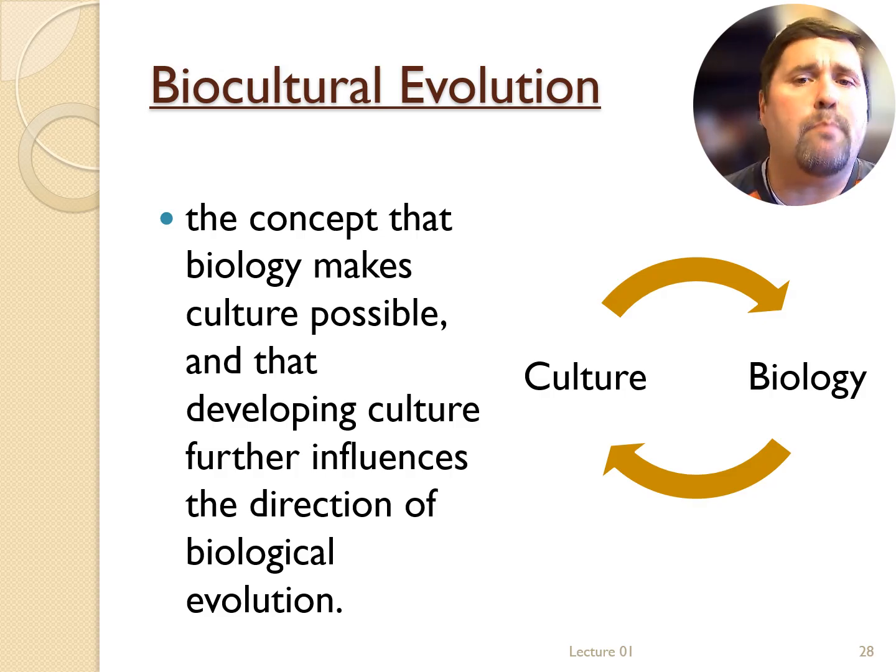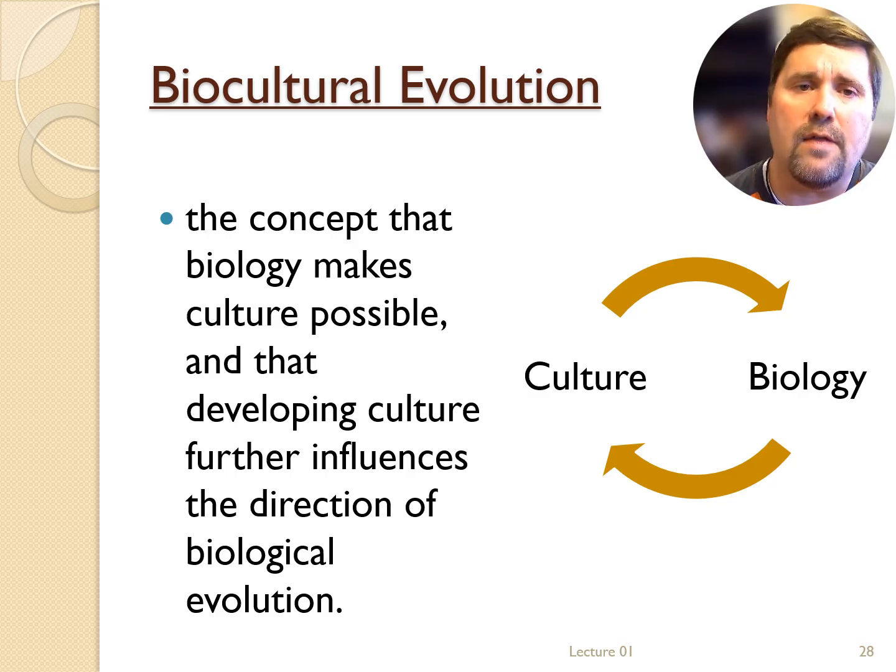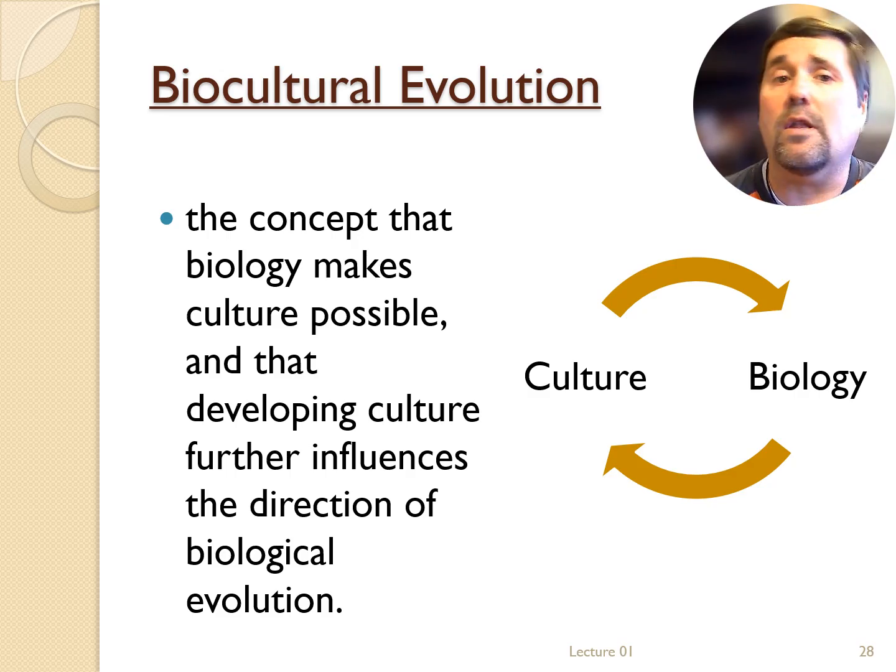This is the concept of biocultural evolution, the mutual interactive evolution of human biology and culture, the concept that biology makes culture possible and that developing culture further influences the direction of biological evolution. In other words, there is a circular relationship between culture and biology in defining the human species' physical nature. Each is simultaneously the cause of and the effect of the other, so that any explanation that includes only one of the two is inherently incomplete. You must look at both to have a holistic understanding of what it means to be human.